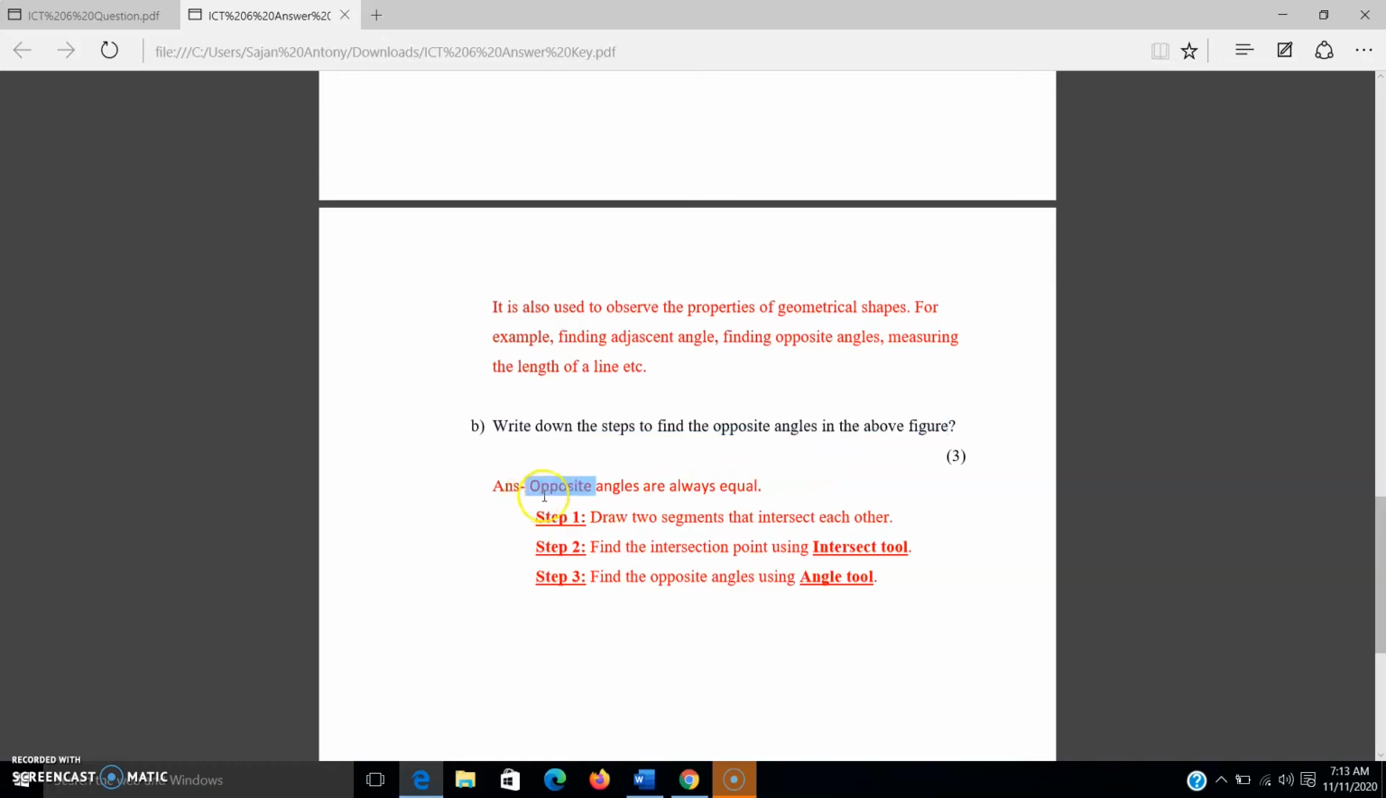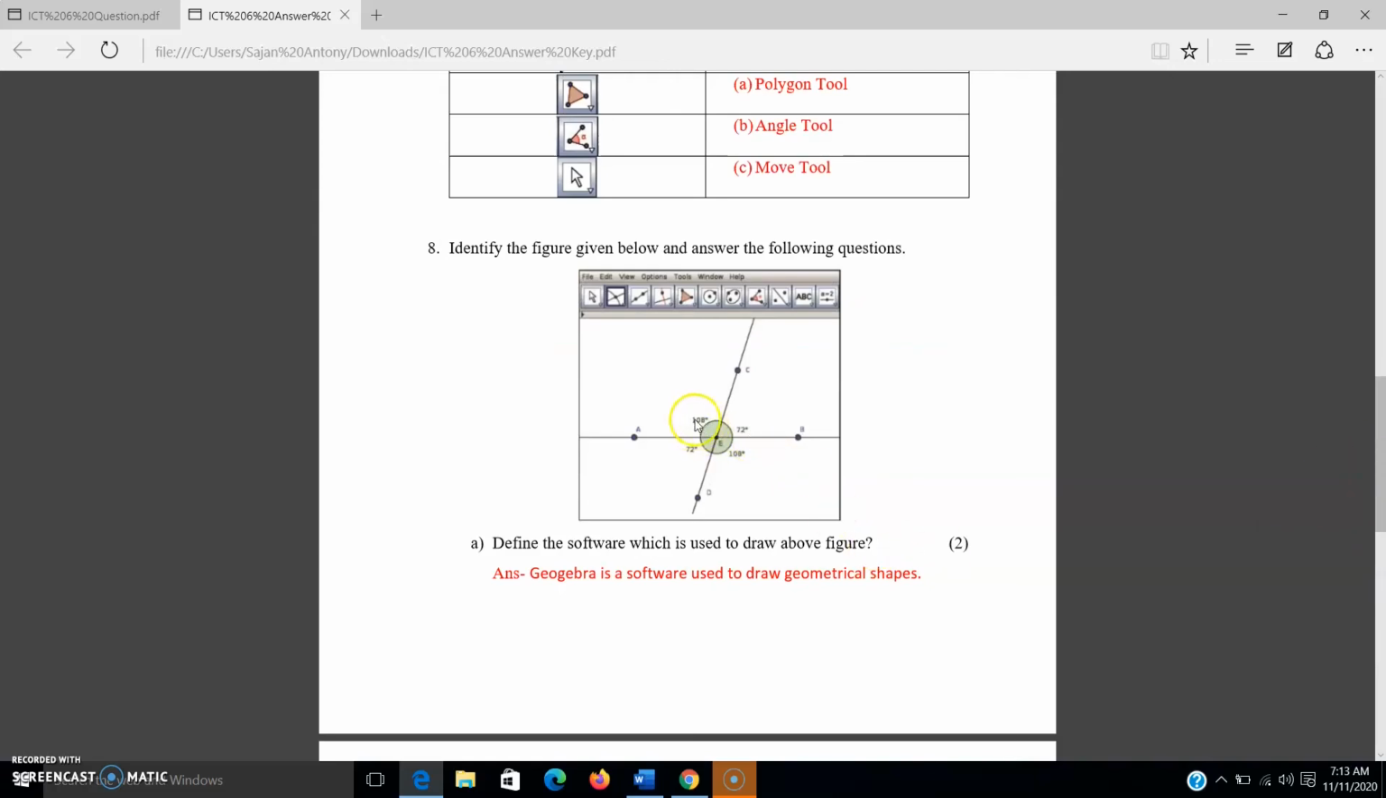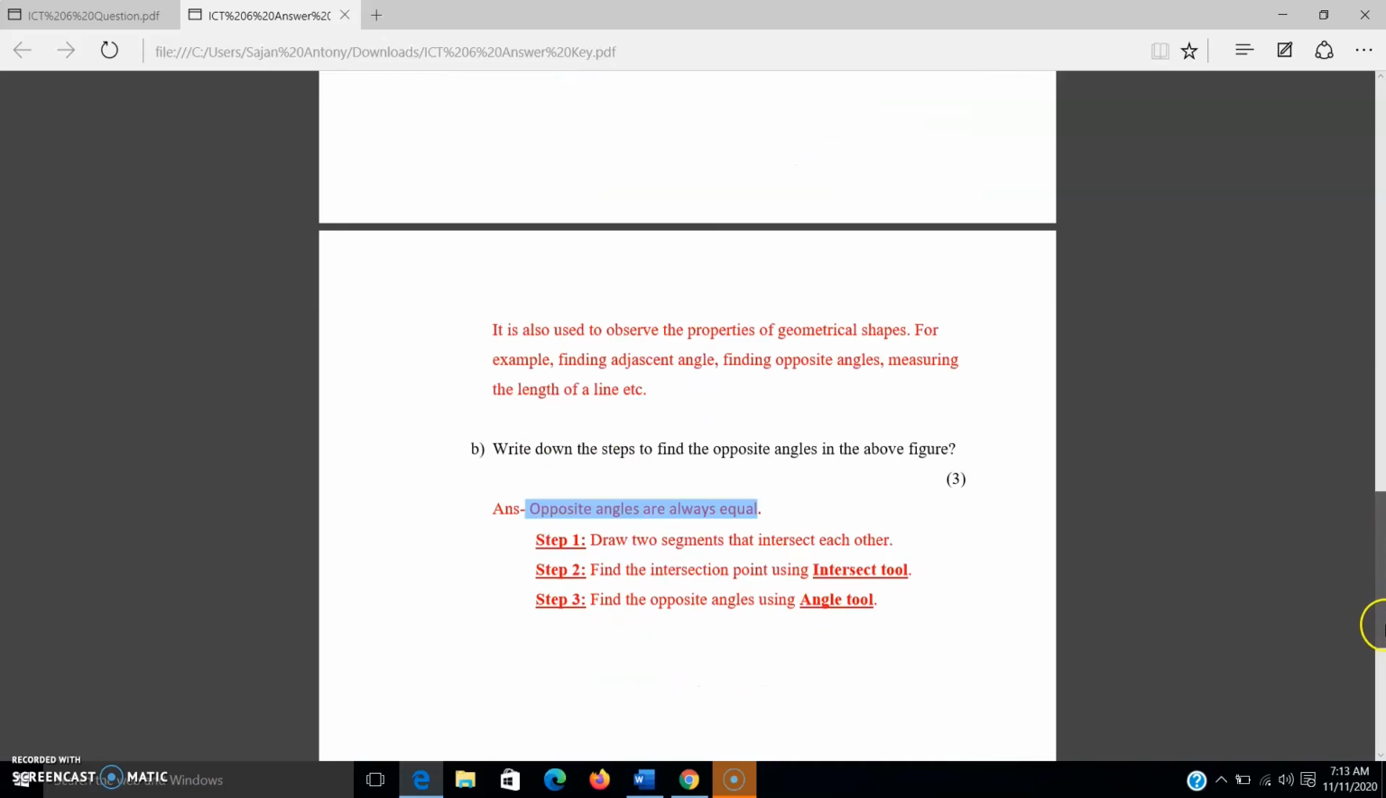You all know that opposite angles are always equal. Here you check in this figure. Here 108 degree, here also 108 degree. So opposite angles are always equal. Here also 72 degree. The angle opposite to here also 72 degree. So the opposite angles are always equal. You have to write down that point and you have to write down the steps.